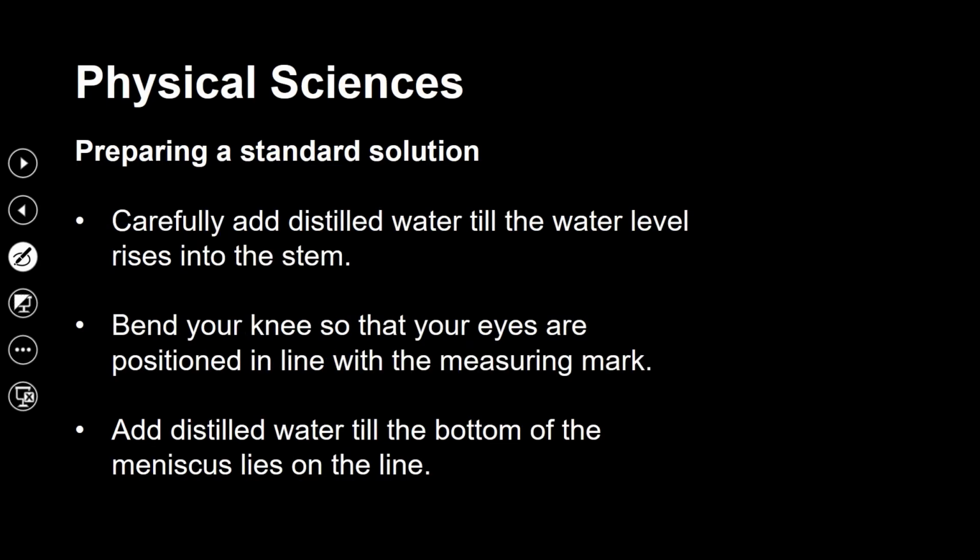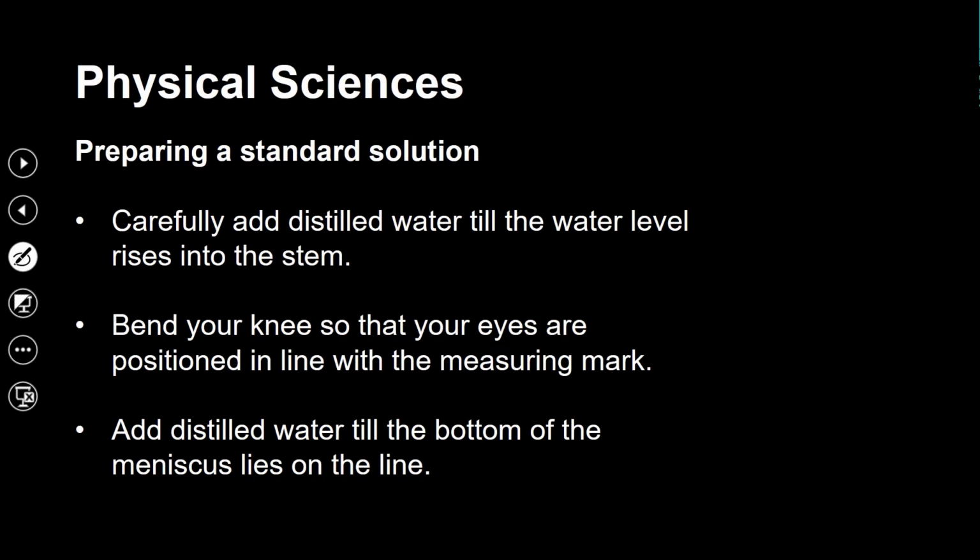Then we carefully add the distilled water until the water level rises up the stem, as you'd have seen in how the flask looks. When you take measurements, make sure that you read at the bottom of the meniscus. The meniscus is the curved part of the liquid on the surface of the stem. So this is the reading that we take. It could be 250 mL as it was in that example. So this has to do with the accuracy of taking readings.